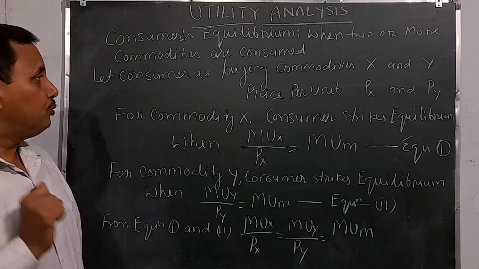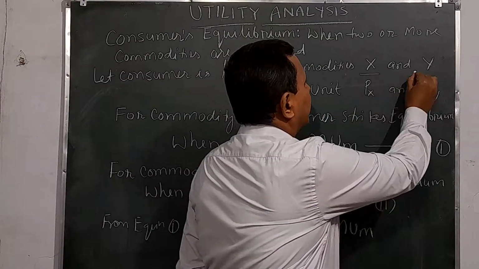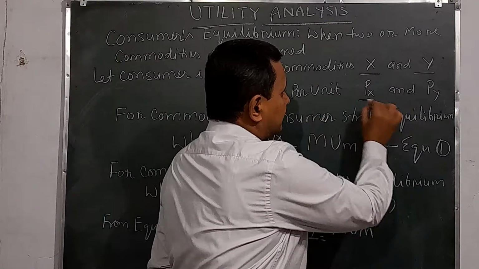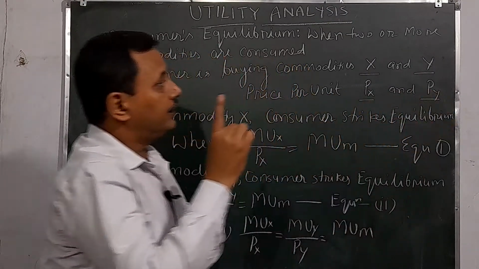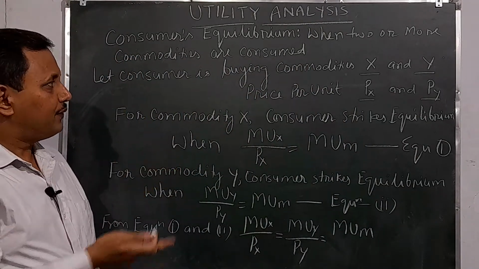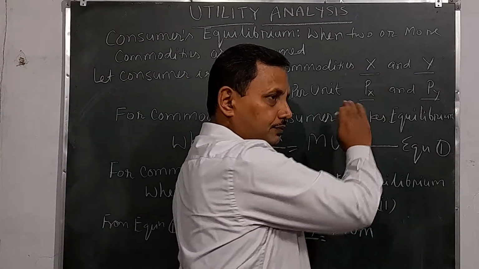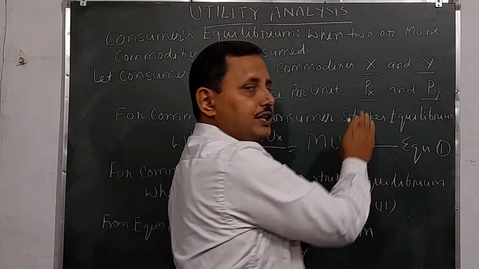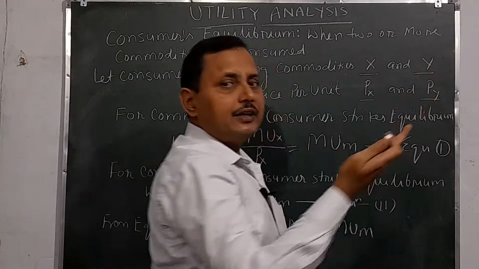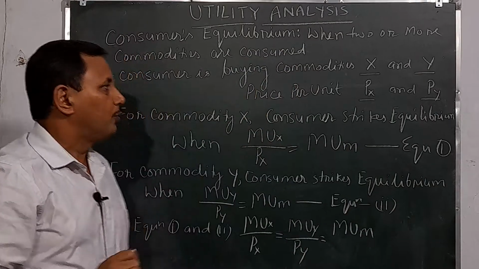Now let us assume the situation when a consumer is buying two commodities, commodity X and commodity Y. Price per unit of commodity X is Px and price per unit of commodity Y is Py. In actual life these two commodities can be anything. Like here he is consuming samosa, and the price per unit of samosa is Px, say rupees 5. Here he is consuming, say, rasgulla, and the price per unit of rasgulla is Py. So he is consuming two commodities.